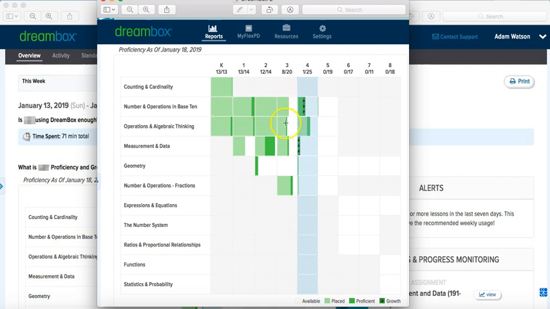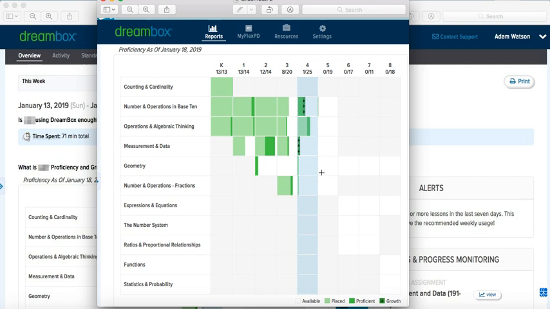Where it shows white could possibly mean one of two things. It could mean that there are lessons that exist in that particular strand, which gives you an idea, for example, that numbers and operations in base 10 lessons end at the end of 5th grade. It also seems to indicate some gaps where there were lessons in that strand and yet they weren't completed. And so the question is why, and trying to articulate that.